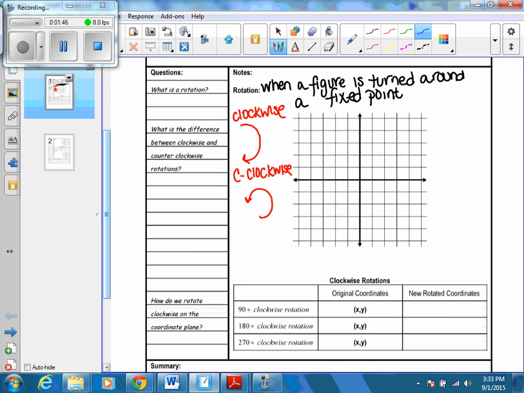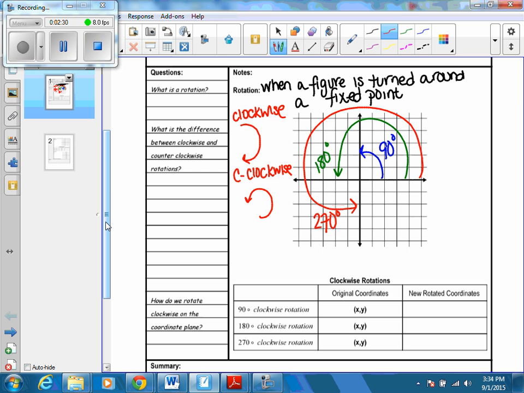The first one is a 90-degree rotation. A 90-degree rotation is from here to here, so one quadrant is a 90-degree rotation. If we talk about 180 degrees, that is a 180-degree rotation. And last but not least, this is a 270-degree rotation. So we have 90, 180, and 270. Let's keep going and look at the next part.